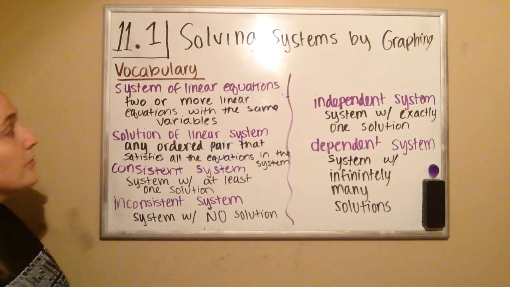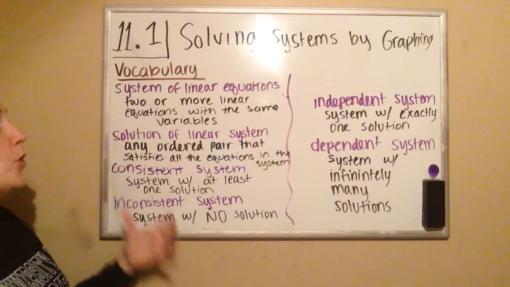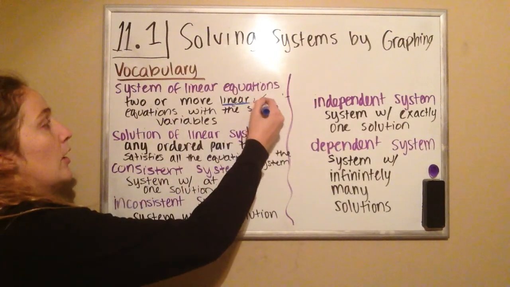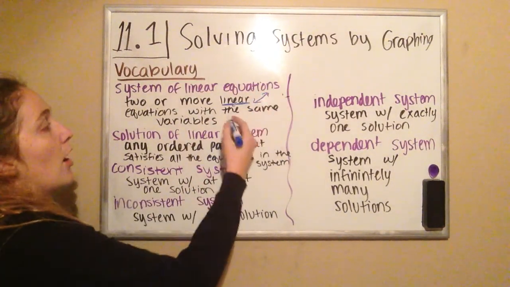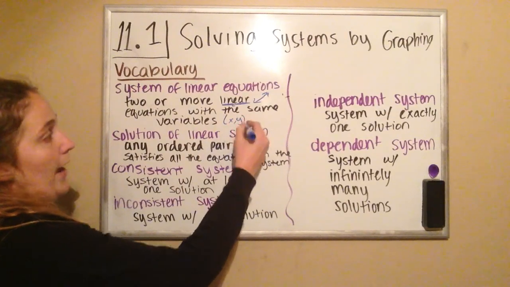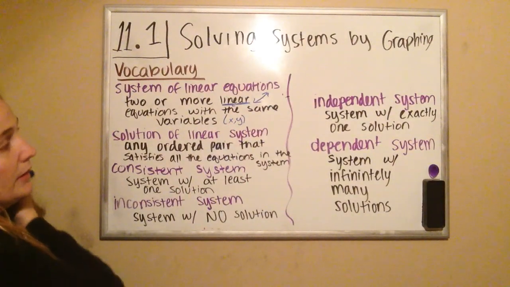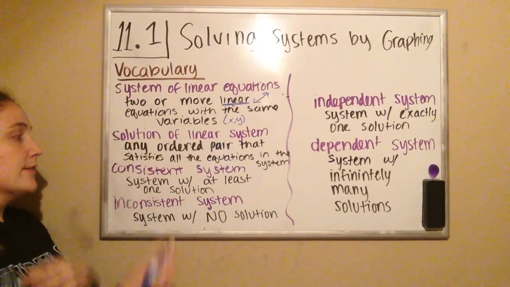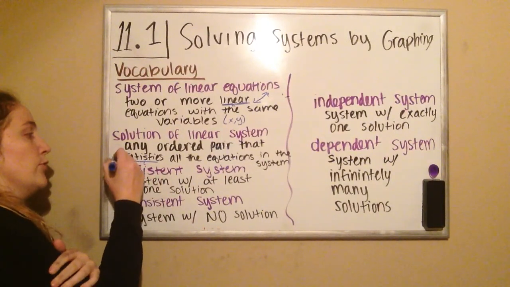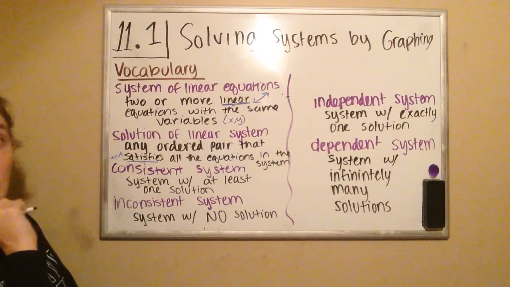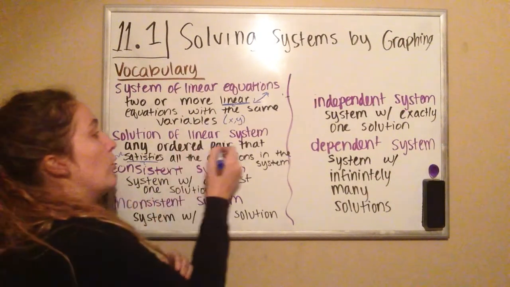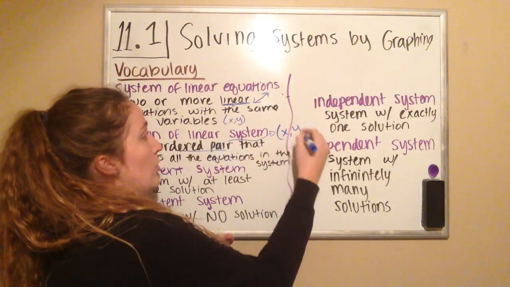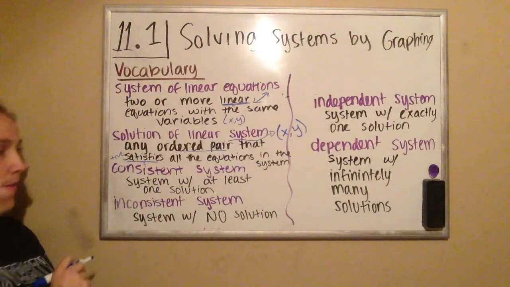Okay, so system of linear equations. So two or more linear equations, so linear meaning straight, remember, with the same variables. So all of ours are going to be using x and y because that's what we're used to. Okay. Solution of linear system, so an ordered pair that satisfies or is true for all of the equations in the system. So remember, an ordered pair is an x comma y ordered pair.